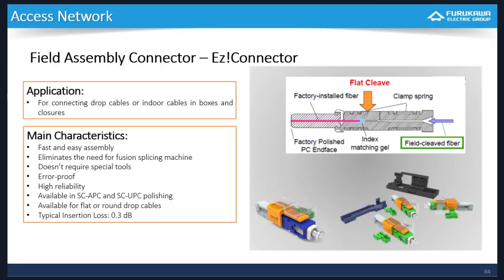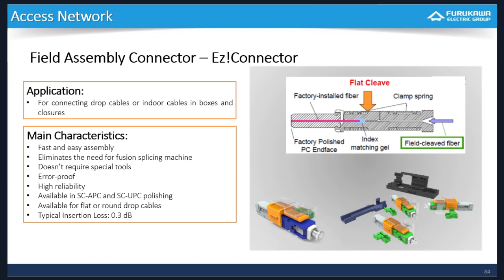So the first new thing we have, and which is different, is the easy connector. It's a field installable connector. Because when I was talking about operational costs, can you imagine if you have to splice every single customer at the moment you have to install it? You have to open the box, clean the fiber, open the cable, splice it, and then move forward to the next customer. It will increase the operational costs.